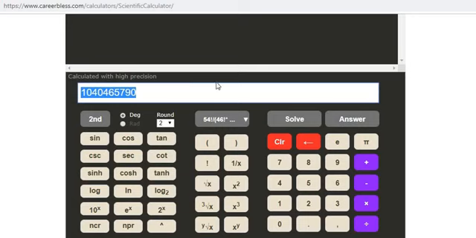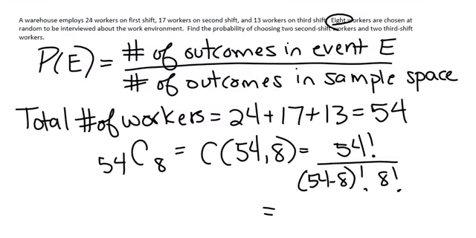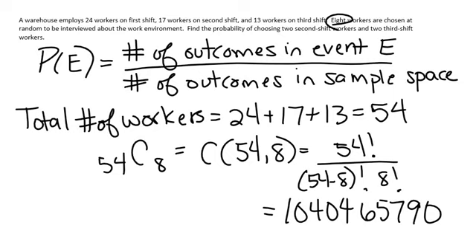Now let's look at using the combination function. For this particular one, you just click the nCr, then put in your 54, put in a comma, and then your 8. In the parentheses, answer. And you can see that you have the same answer. So let's write down that answer. Okay, so that would be the total number of outcomes in the sample space.